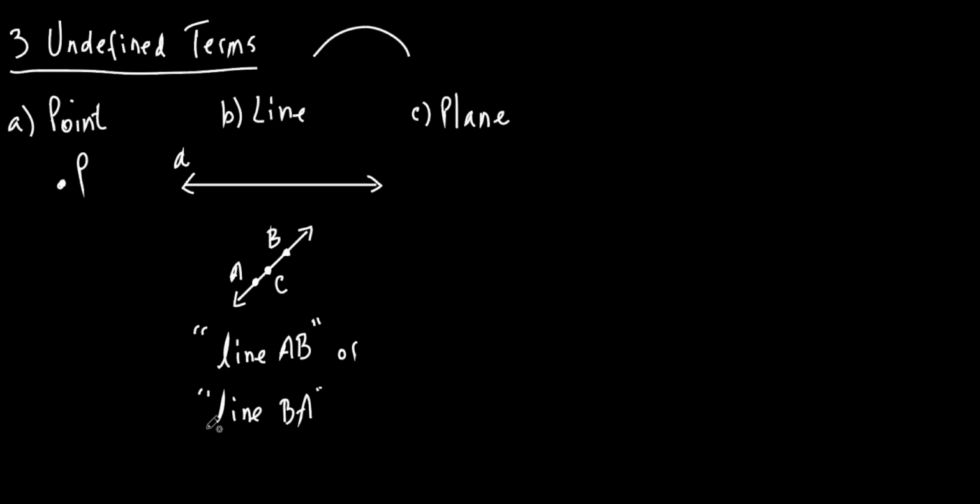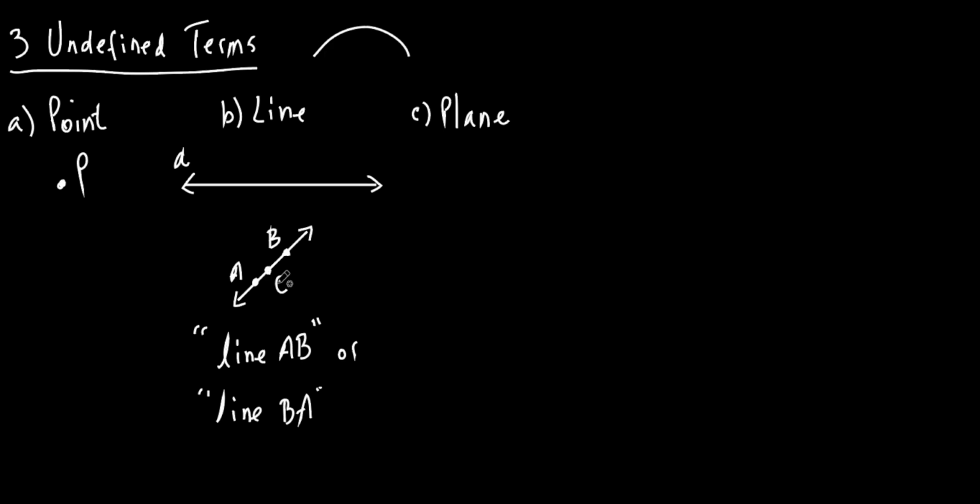All right, so what else do you think I could call this thing? Line what? Line CA. Good, that's another way. I could call this line CA, or what else? Well, we would call it line CA. What's another way I could call this? I could call it line BC. I could call it line AC.